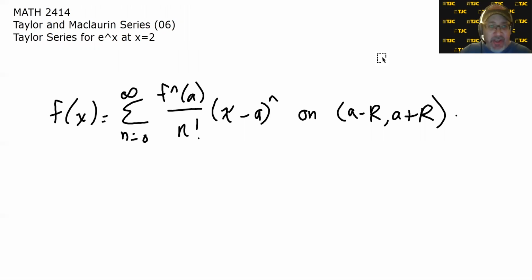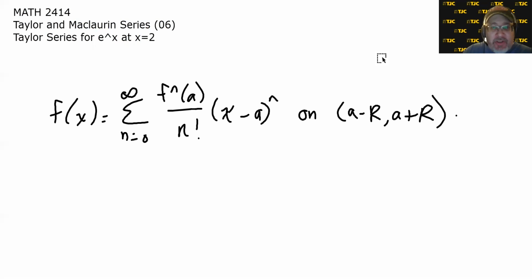centered at x equals a. In general, a function is equal to the sum from n equals 0 to infinity of the nth derivative evaluated at the center a over n factorial times x minus a to the nth power, on some interval of the form a minus r to a plus r, where r is some positive radius of convergence.